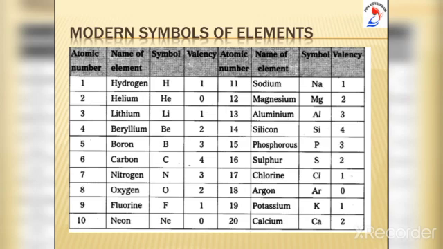The symbol of carbon is C. The symbol of calcium is Ca, which is the first and second letter of the name. The symbol of chlorine is Cl, the first and third letter of the name. The symbol of copper is Cu, that is first and second letter of its Latin name cuprum.